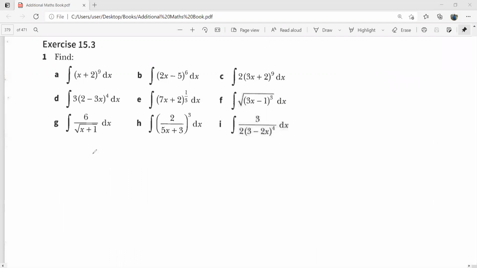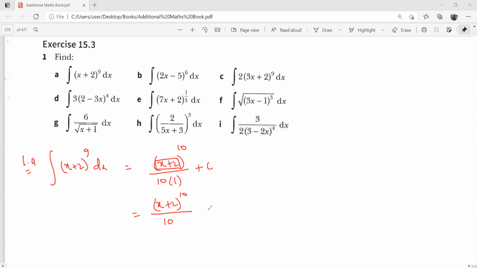So here we are. Part A: integral of x plus 2 to the power 9 dx. So this is x plus 2 to the power 10 over 10 times 1. This 1 is the derivative of x plus 2; if you differentiate x plus 2, you get 1, plus c. There is no more simplification, I'm just rewriting this a bit simplified: 10 into 1 is 10. That is the integral of x plus 2 to the power 9.